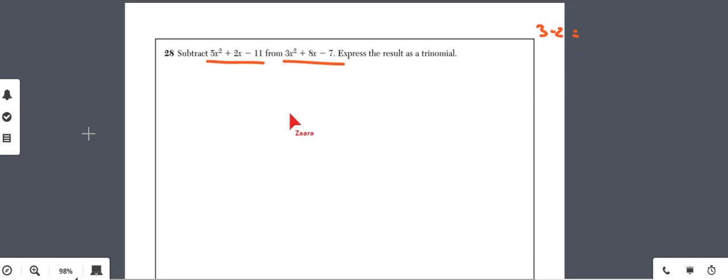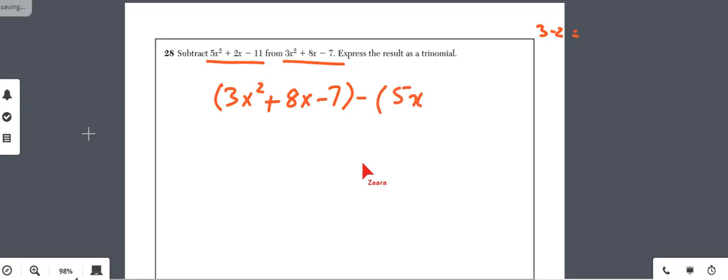If you apply the same symmetry here, we have to subtract this expression from this expression. So this expression will appear first: 3x squared plus 8x minus 7. Now I'm adding the subtraction symbol: 5x squared plus 2x minus 11.